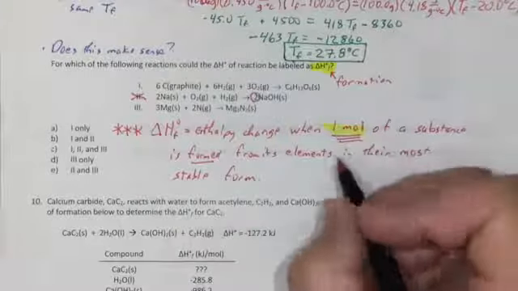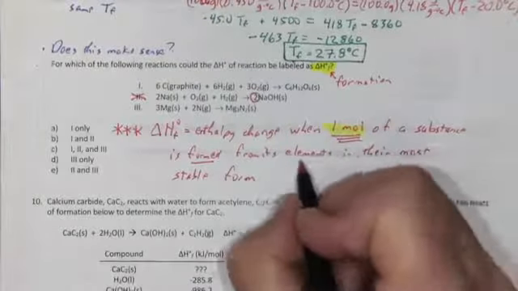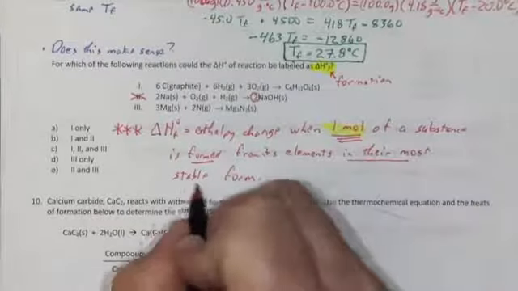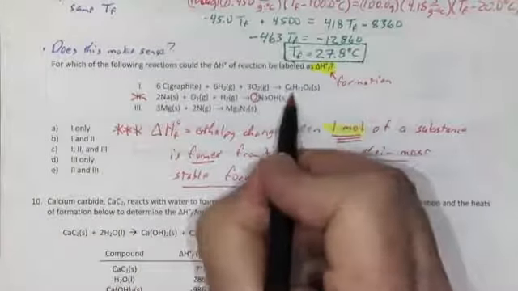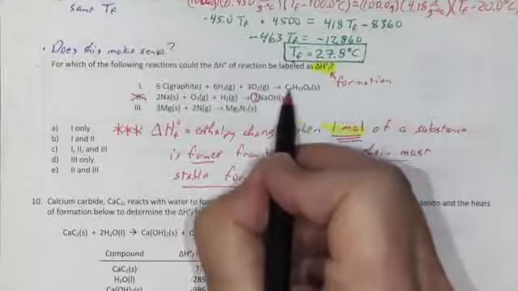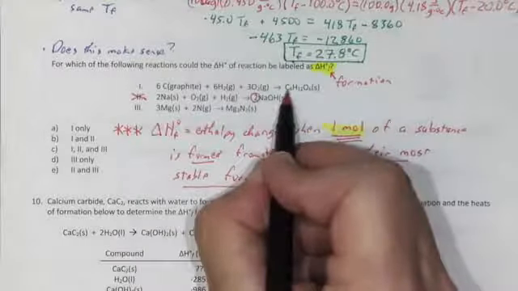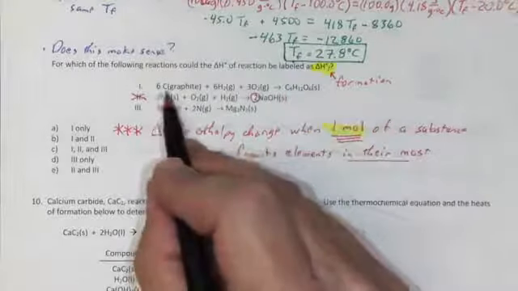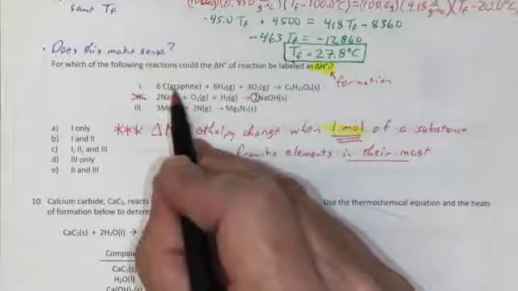Now the next point is, are you forming it from its elements in their most stable form. So let's start with C6H12O6. What is the most stable form of carbon? The most stable form of carbon at room temperature and pressure is graphite. Yes, that's the most stable form of carbon.